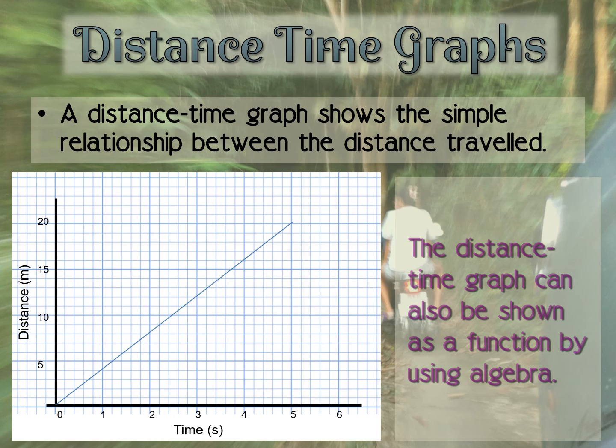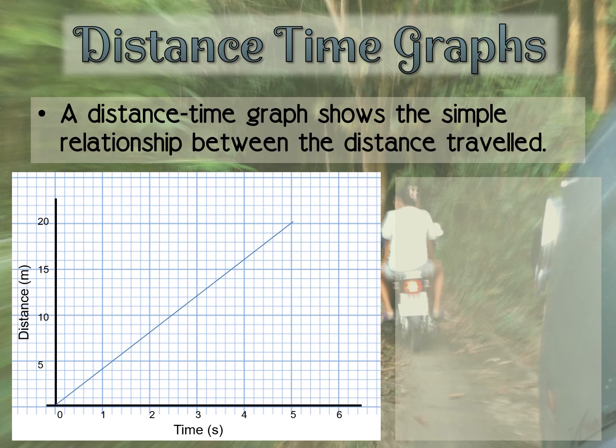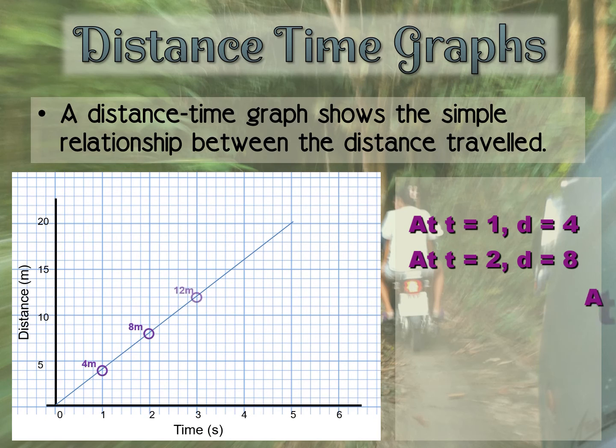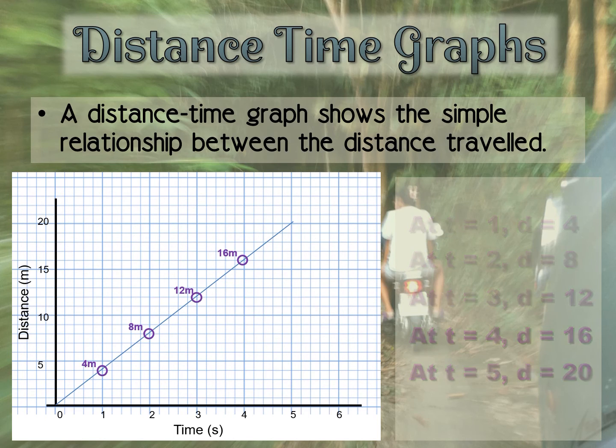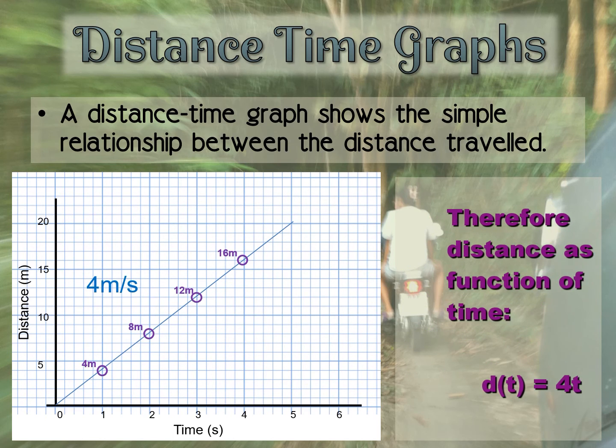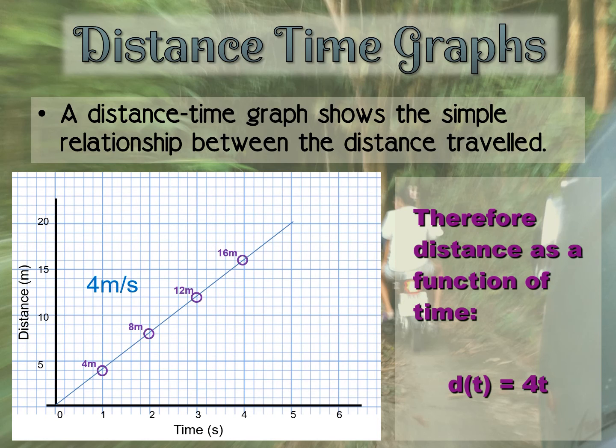Well, if we look at this object that's moving, this blue line, we can see that after 1 second the object has traveled 4 meters. And then after 2 seconds the object has traveled 8 meters. And then after 3 seconds the object has traveled 12 meters. After 4 seconds the object has traveled 16 meters, and then you can also see after 5 seconds it's traveled 20 meters. So every second this object is traveling 4 meters. So it has a speed of 4 meters per second.